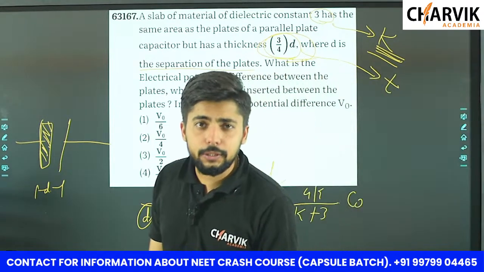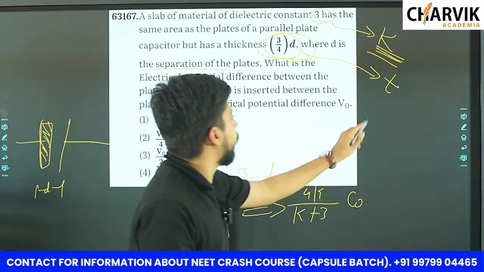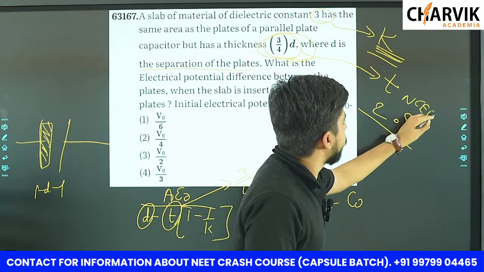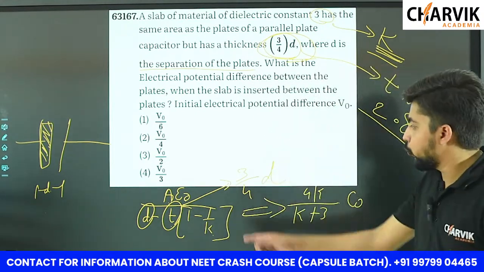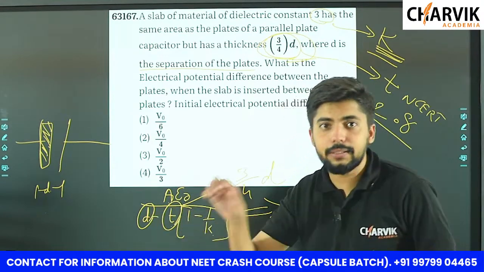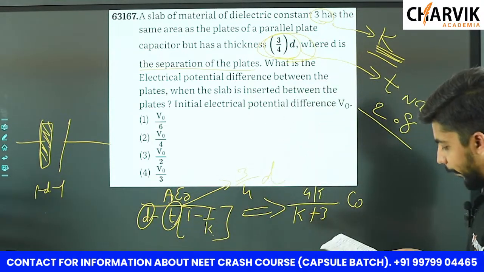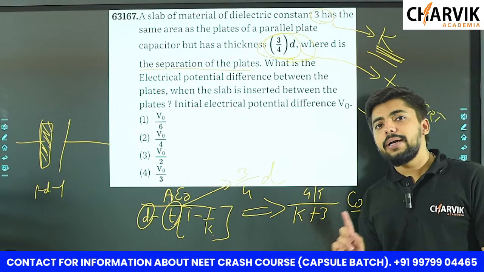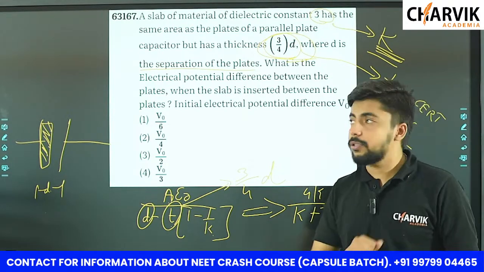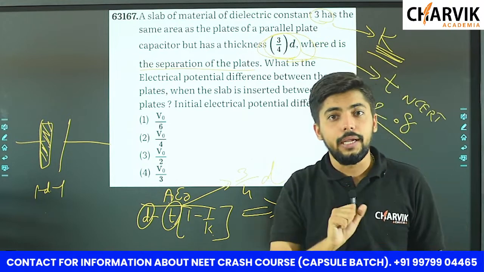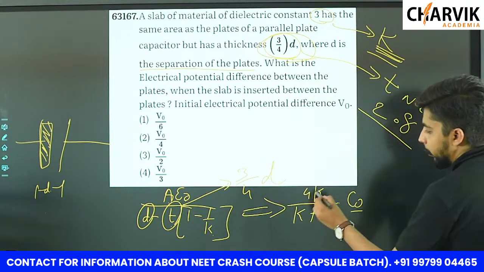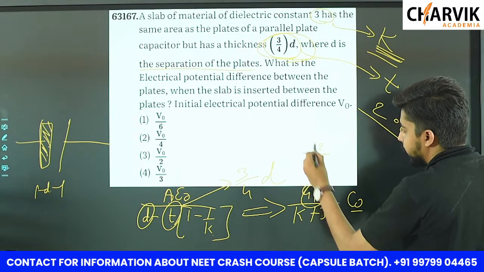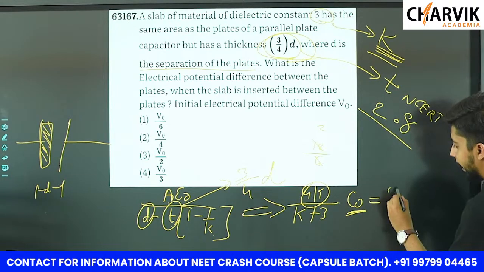Why am I not solving this question here? Because it is the exact question given in NCERT example number 2.8. If you solve this by placing the value of T as 3 by 4 D, you will get 4K divided by K plus 3 into C naught. Up to here it is given in the NCERT. Now they have given the value of K, which is 3. Place the value of K here. So it becomes 4 into 3, which is 12, divided by 3 plus 3, which is 6. So it becomes 2C naught, and you will get the answer 2C naught.